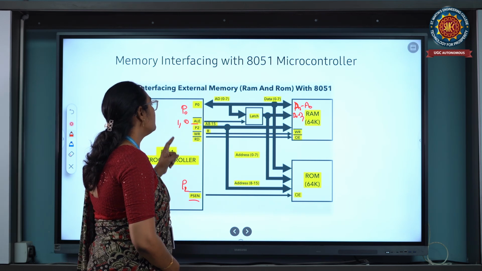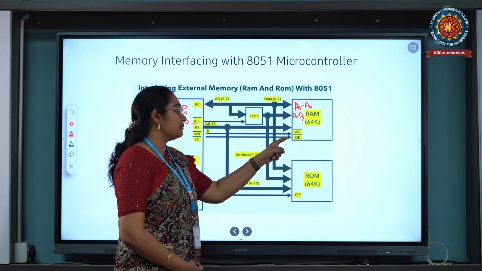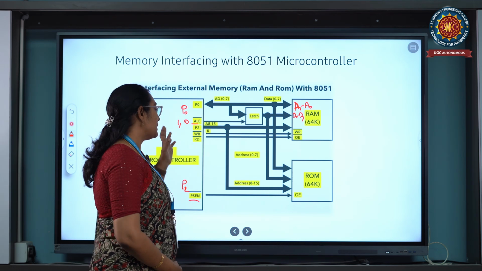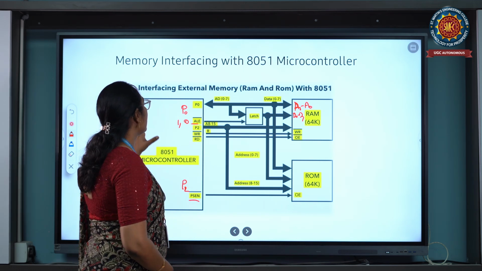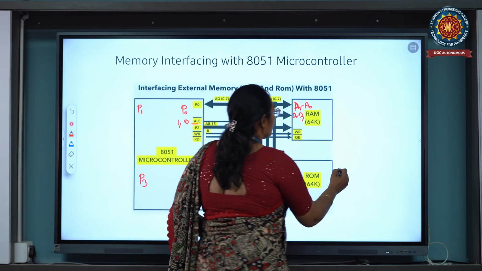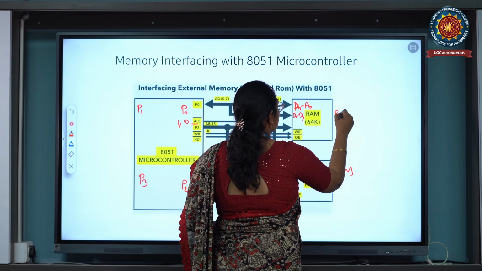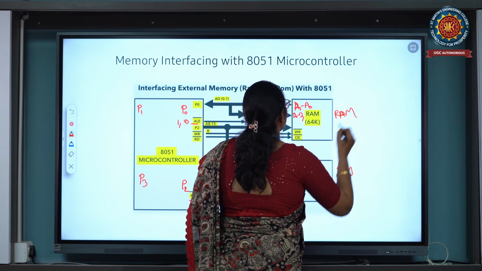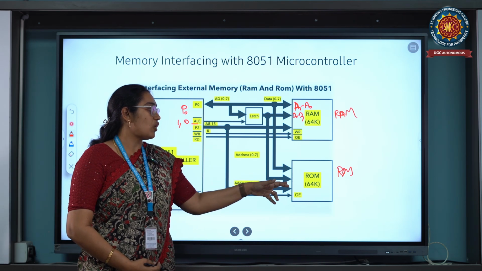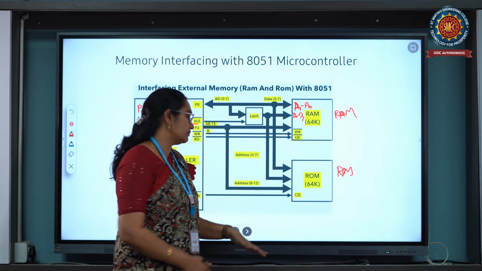And also here the port 3 pins, read bar and write bar, are connected to the read and write enable pins of the random access memory, then only can we access the random access memory. This is the total diagram for interfacing ROM and RAM. Here ROM consists of program memory and RAM consists of data memory. That means the instruction code written by the user is stored in external ROM of 64 kilobytes and RAM of 64 kilobytes.